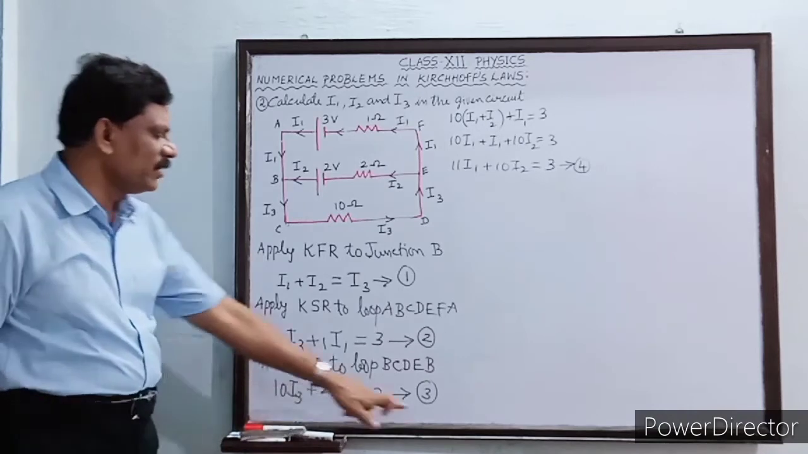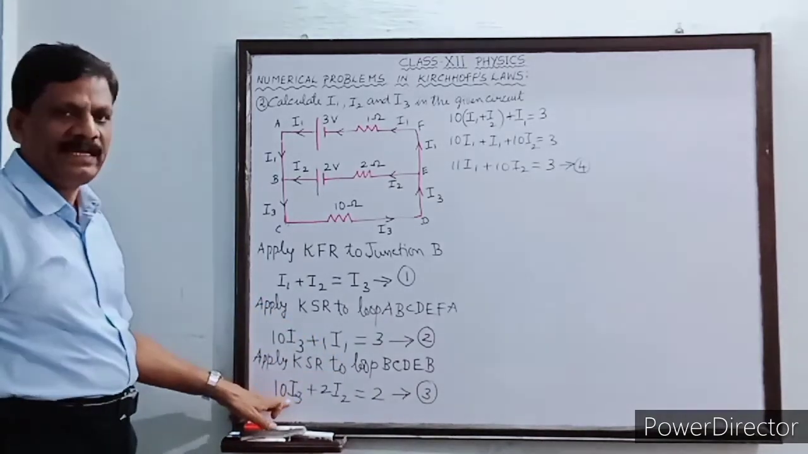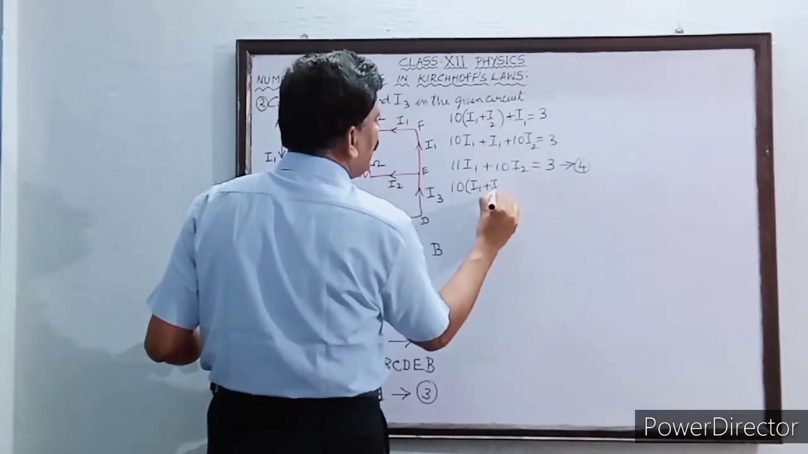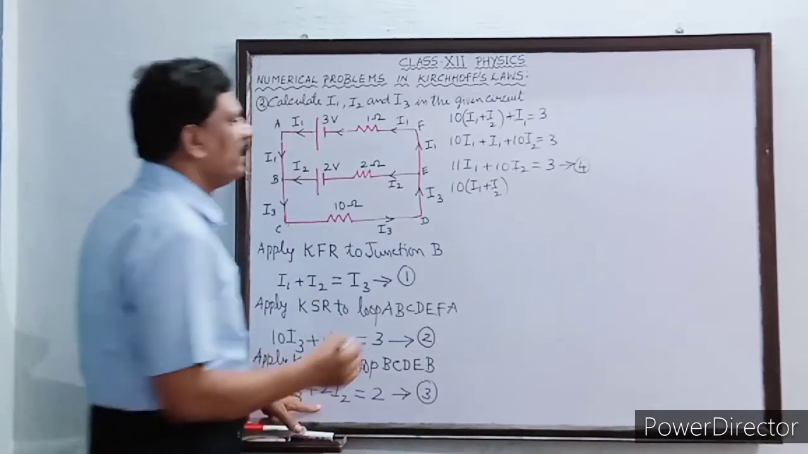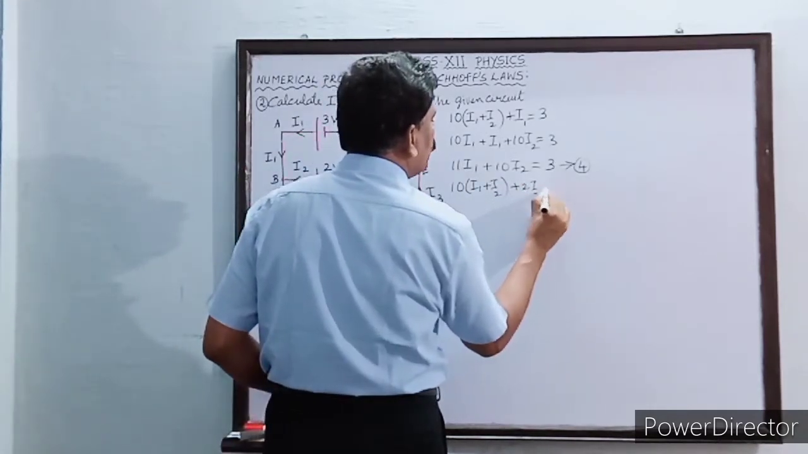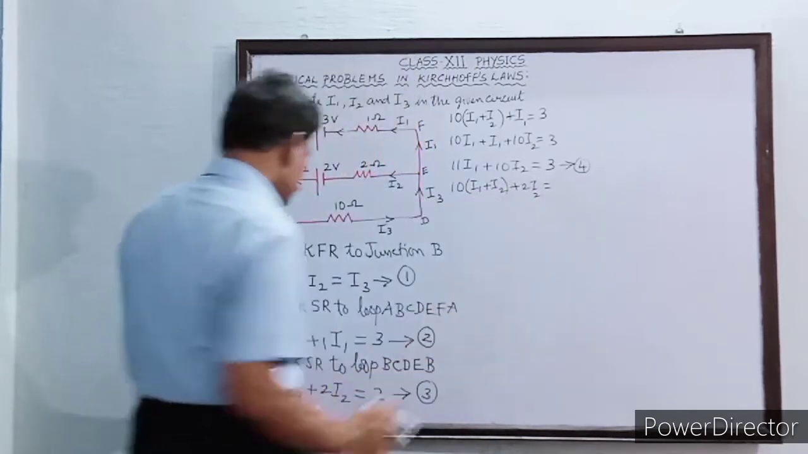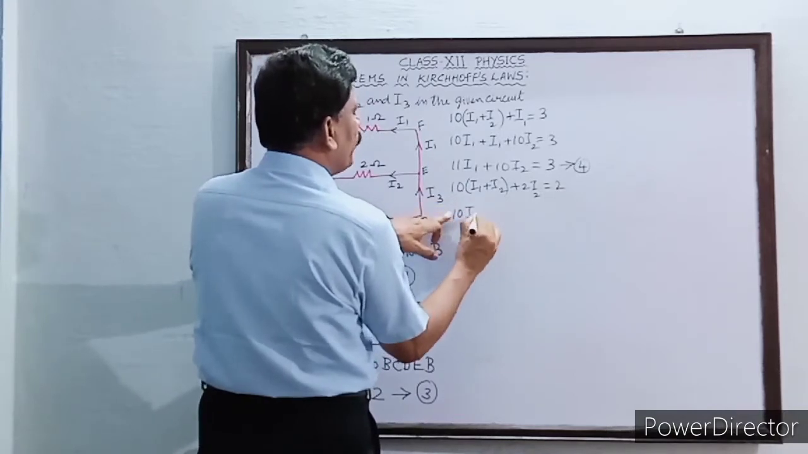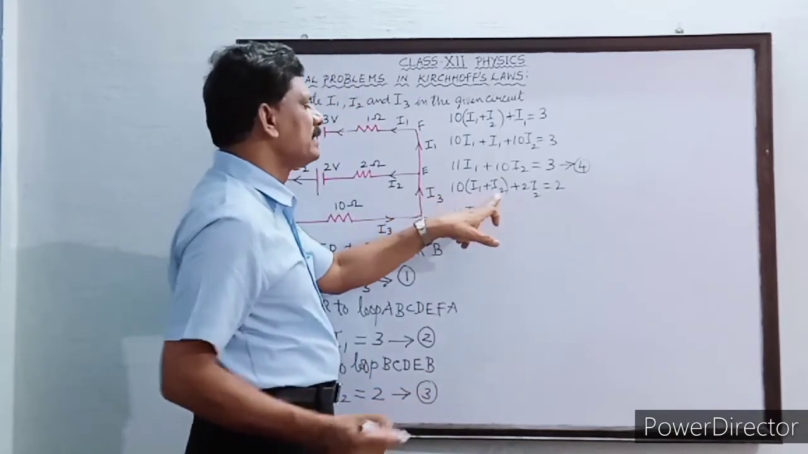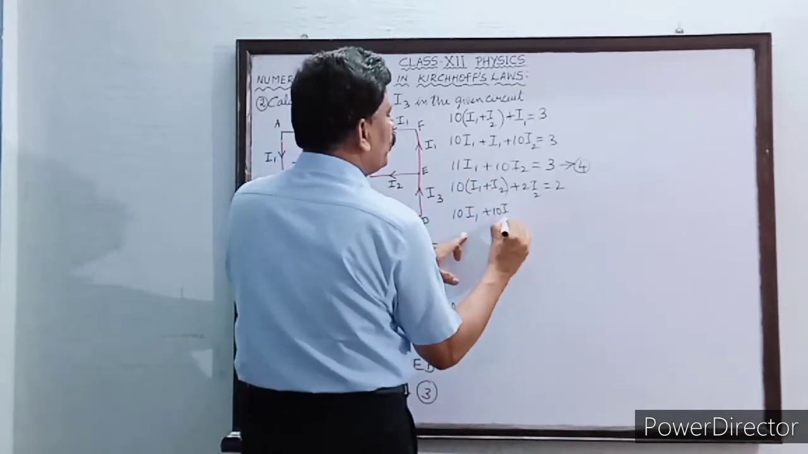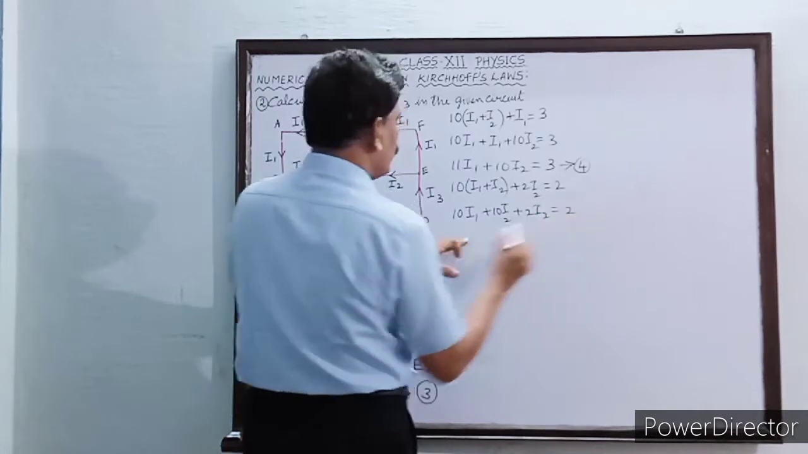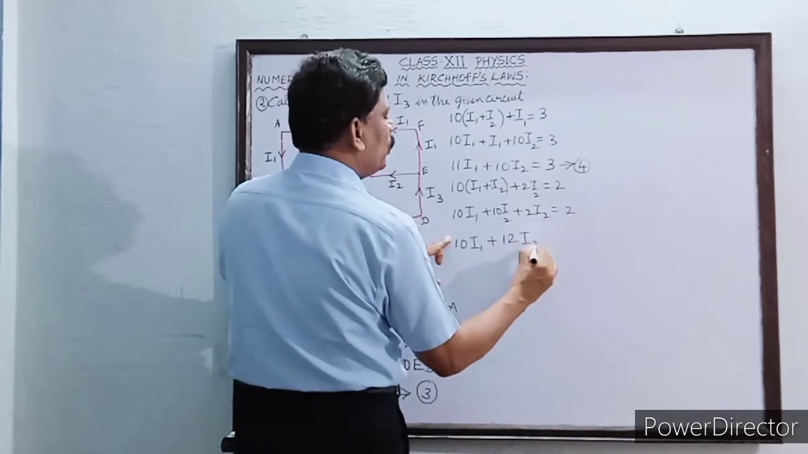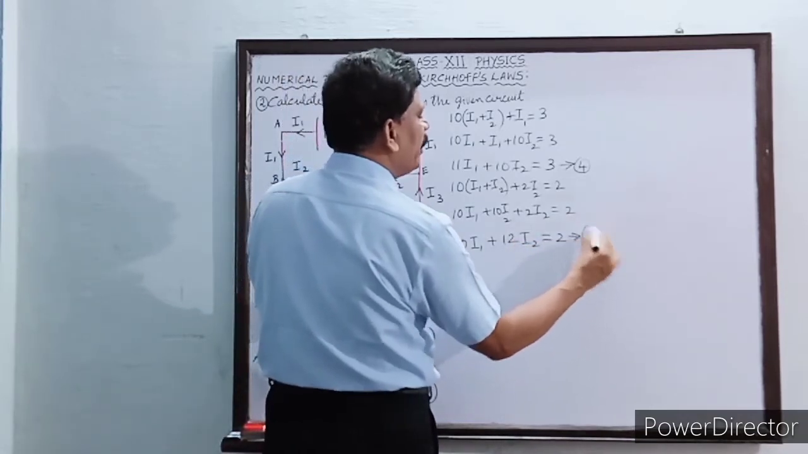Similarly, in the next equation number 3, I will substitute for I3 equal to I1 plus I2. So 10 into I1 plus I2, plus 2 I2, and this is equal to 2. Now 10 I1, plus here 10 into I2 is 10 I2, so this is 10 I2 plus 2 I2. This is equal to 2, or 10 I1 plus 12 I2 is equal to 2, and this is equation number 5.